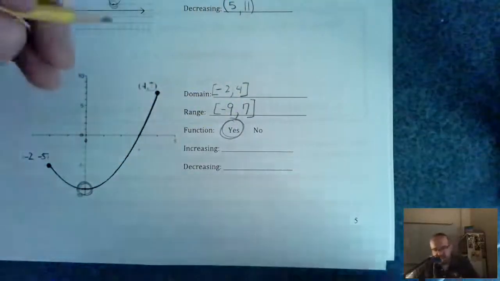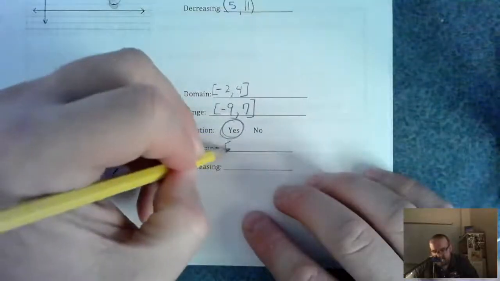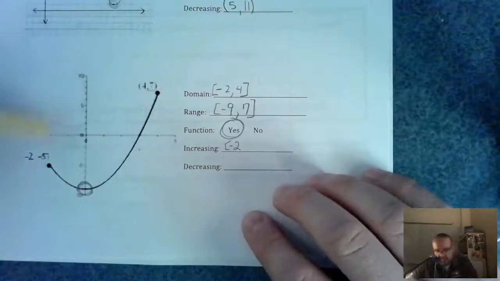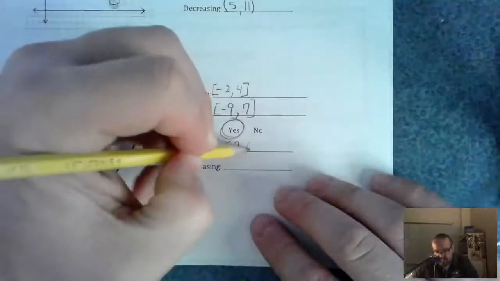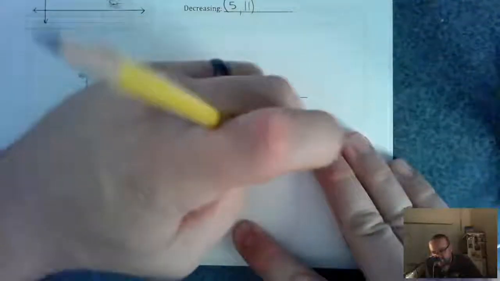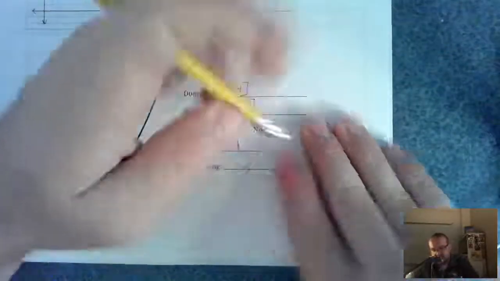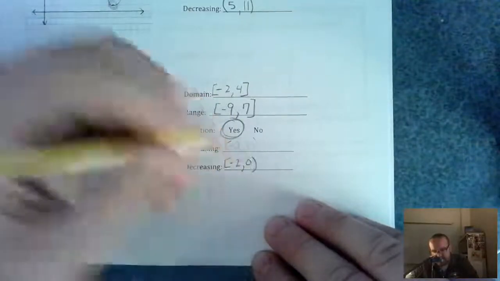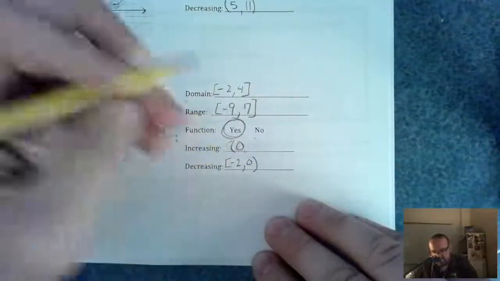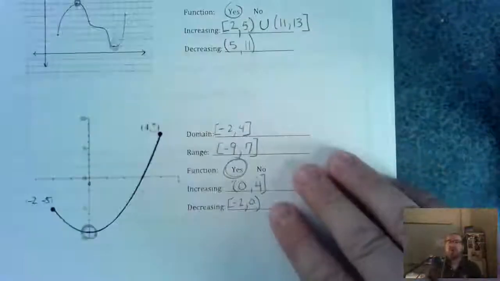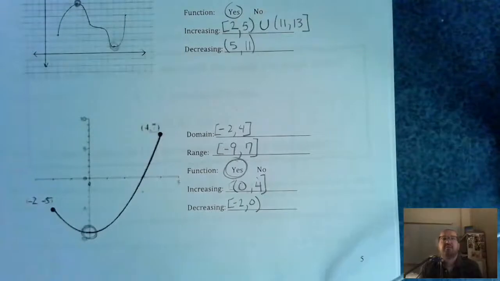It's decreasing from -2, and the vertex appears to be at 0 here. Excuse me, I said that wrong. It's decreasing on that interval, right? So from -2 to 0, it's decreasing, and then from 0 to 4 is when it's increasing. All right, so we're going to be looking at some of these intervals here for today.